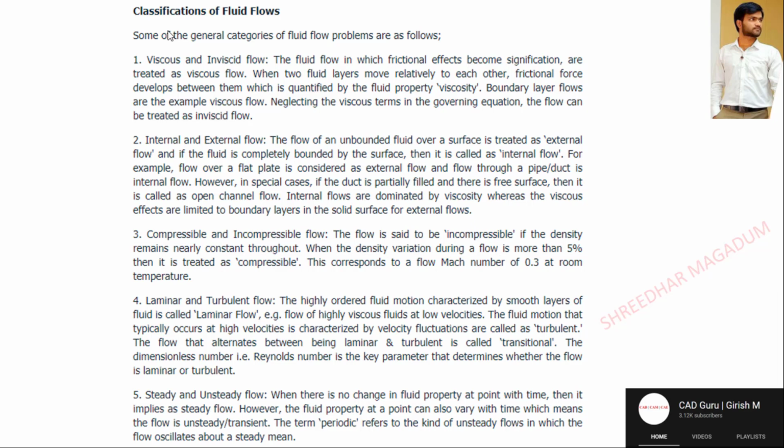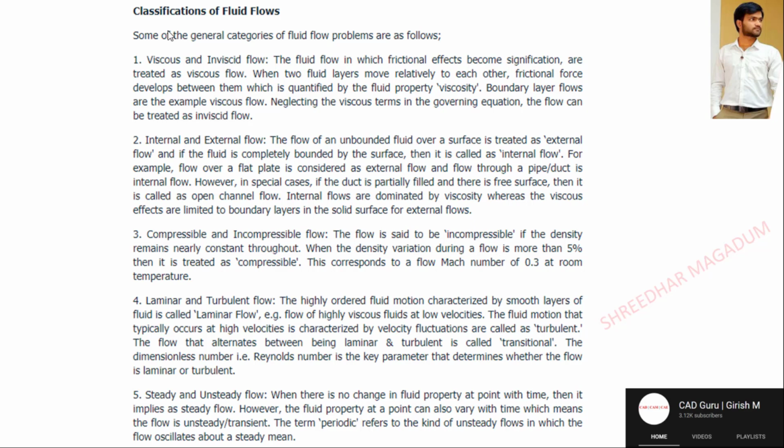Well, compressible and incompressible flow. If any flow has density that remains nearly constant throughout, that is incompressible. If the fluid can be treated as compressible, the density variations will take place, and that might be more than 5%.